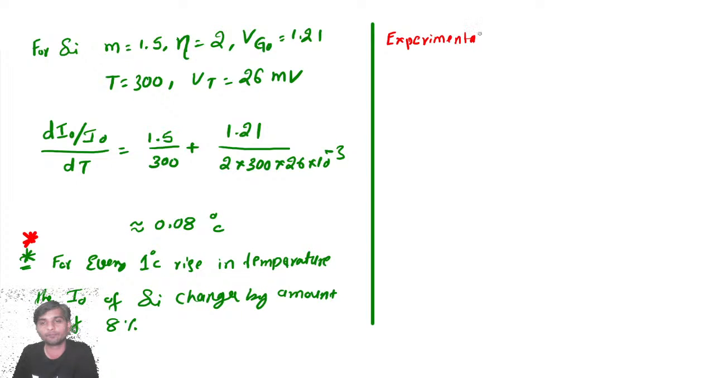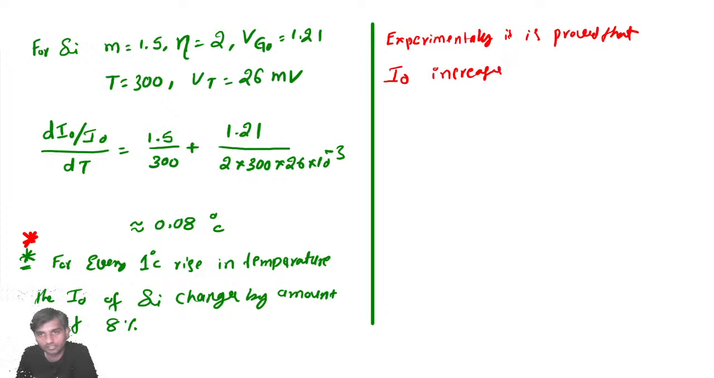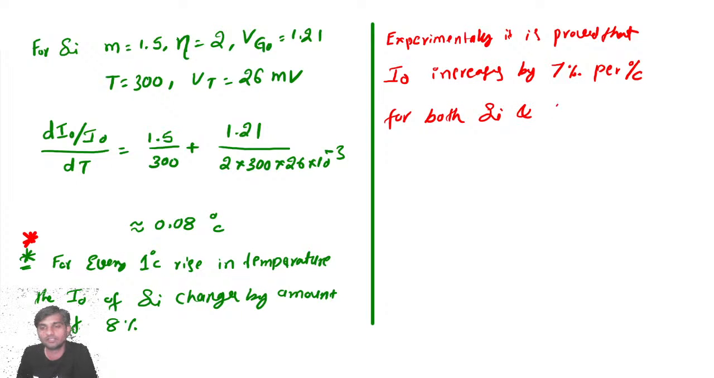Experimentally, it is proved that the reverse saturation current I naught increases by 7% per degree rise in temperature for both silicon and germanium. This is a very important point which we need to consider.